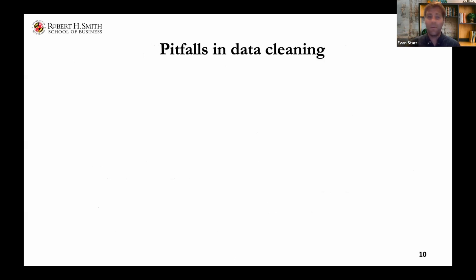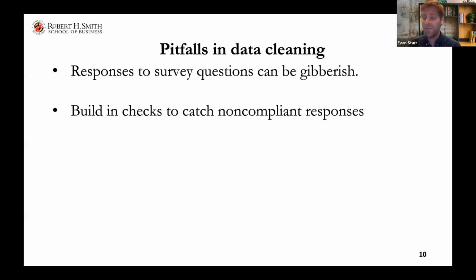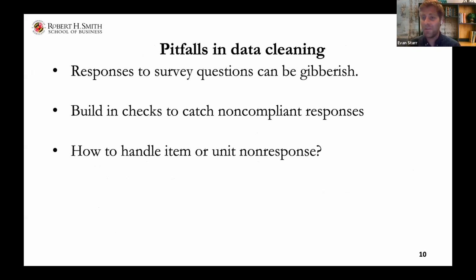Okay. So what about data cleaning? Of course, responses to survey questions can be total gibberish, as I'm sure all of us know. And so you want to build in checks to catch non-compliant responses. You've also got issues of unit non-response. That's when you send an email to somebody, and they don't respond at all. That's unit non-response. And then you've got item non-response, which is when people don't answer a certain question.